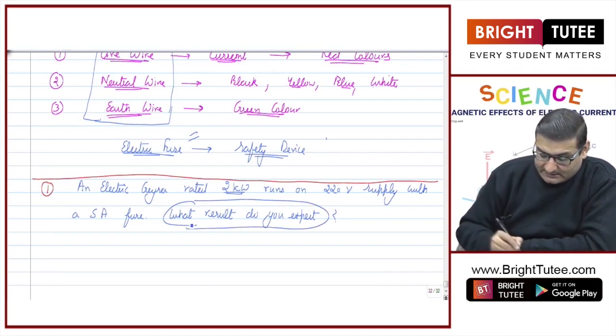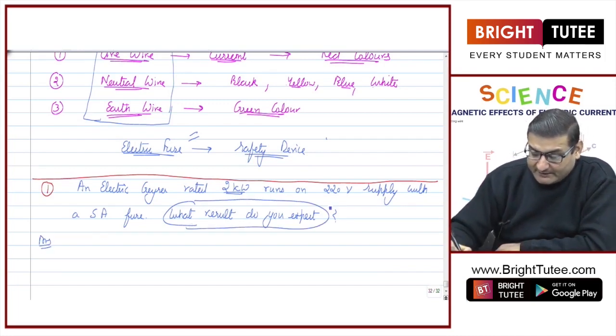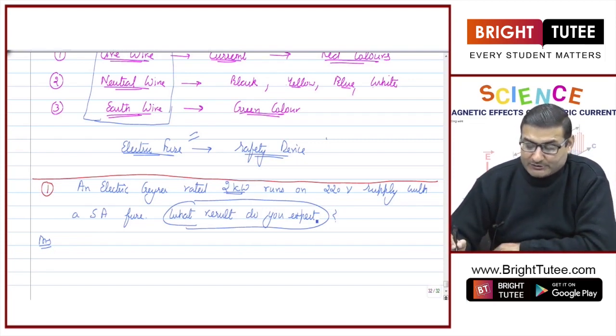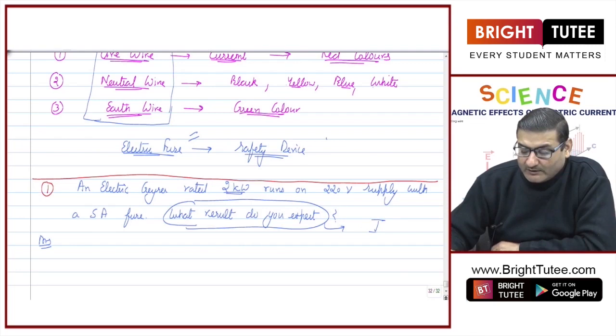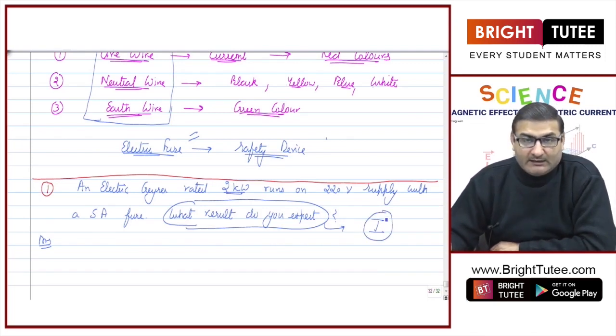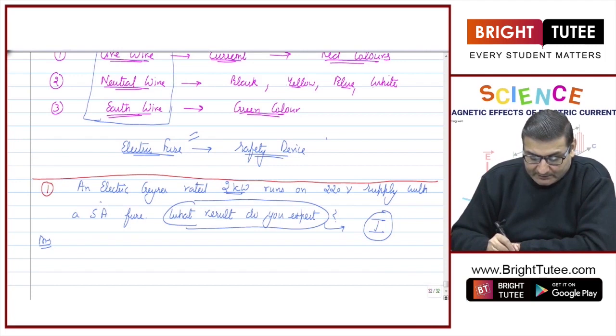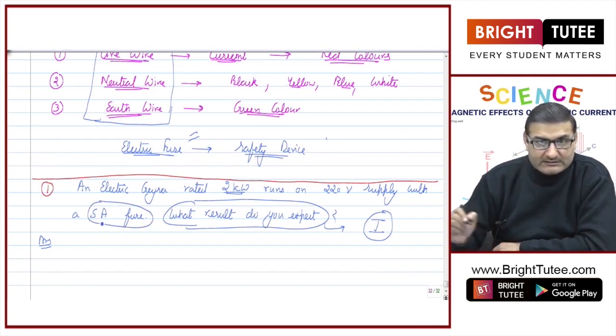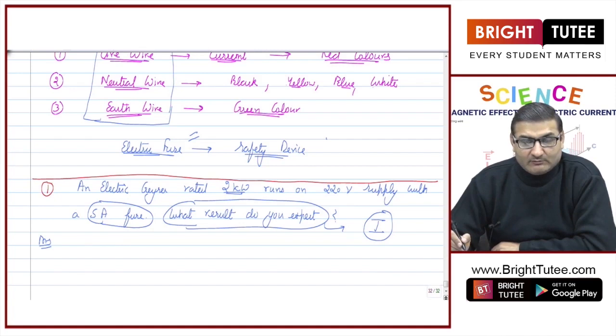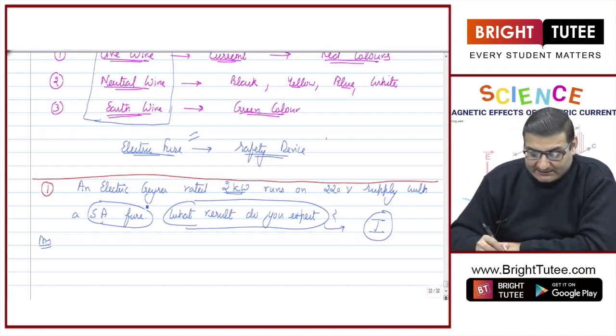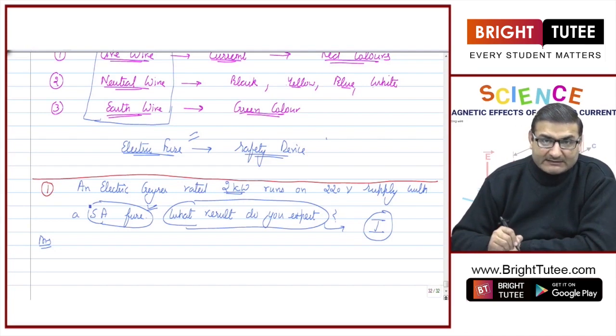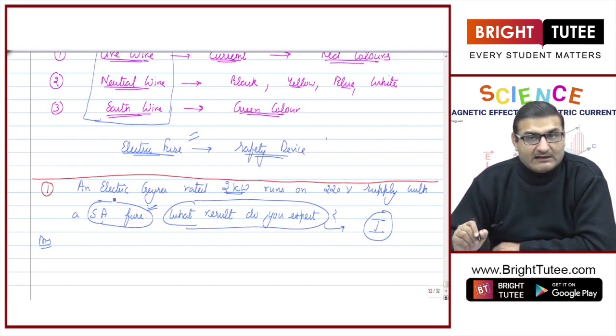Whenever you get this kind of question in which you are asked what result do you expect, students, please make sure you always calculate the amount of current. Once you calculate the current, we will compare it with the fuse used in the circuit. Even though it is given that it is a 5 ampere fuse, don't get confused. This is not the amount of current given to us. We are just told that there is a fuse attached with a maximum capacity of 5 amperes.